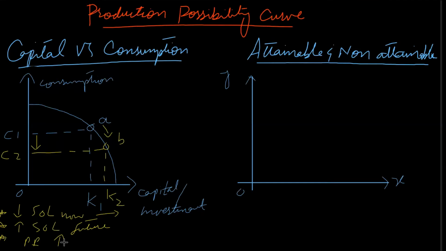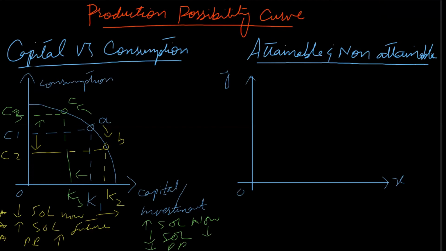On the other hand, we have another option. Instead of moving from point A to B, we can move from point A to point C. It shows that current consumption has increased, but investment has decreased to K3, and we can also label it C3. Movement from point A to C increases consumption to C3 but decreases investment to K3. The impact of moving from point A to C will be a rise in standard of living currently, but in the future standard of living may fall, and production possibilities in the future may also fall.